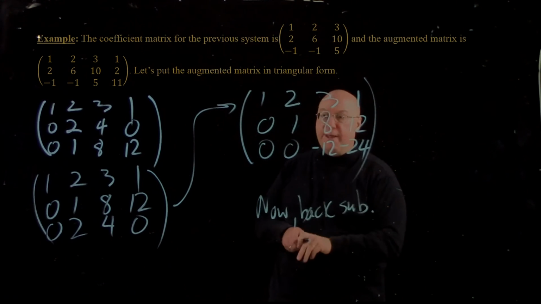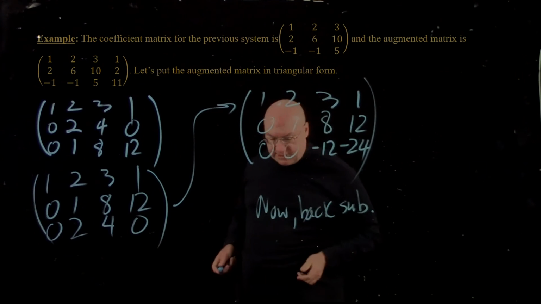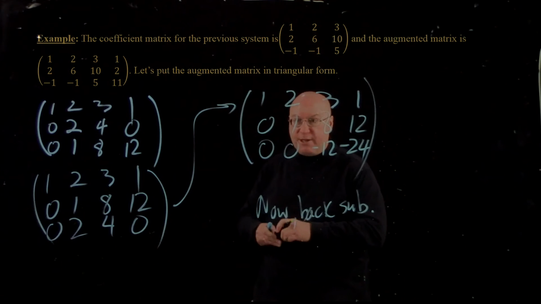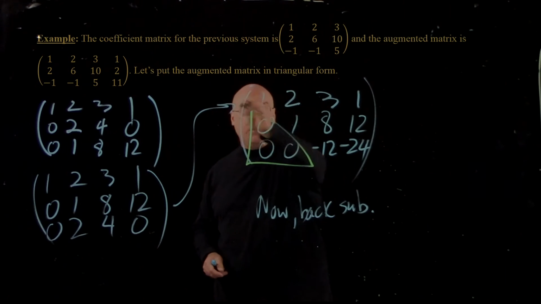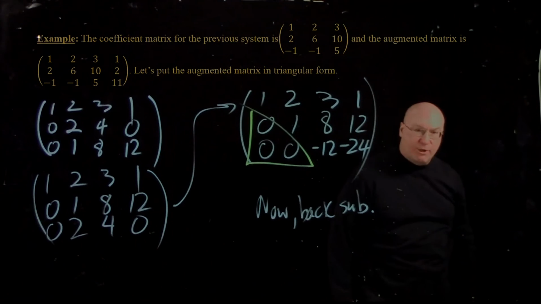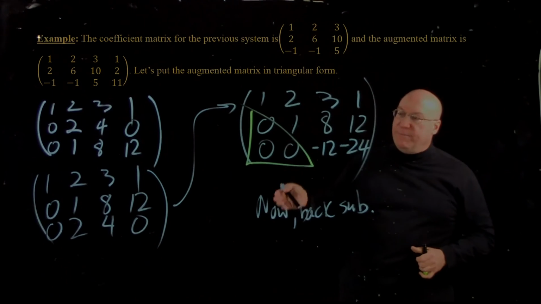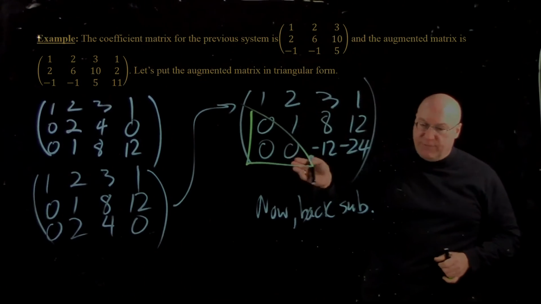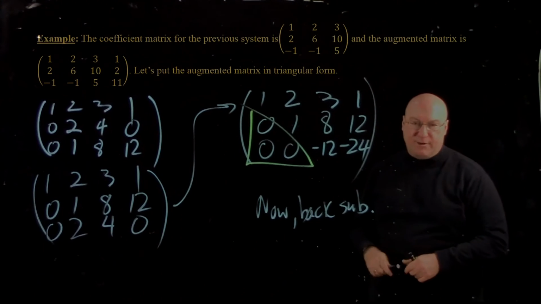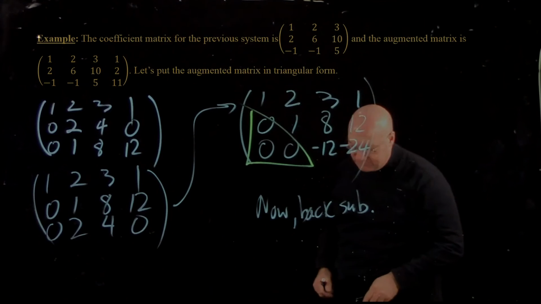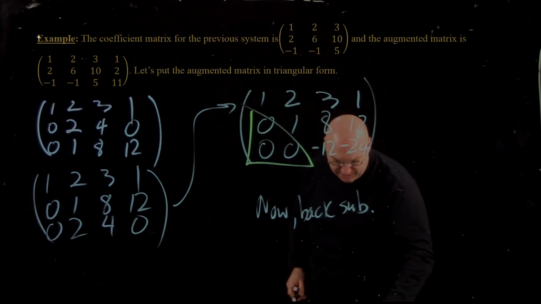I'm not going to run through that. But look, now you can see what having a matrix in triangular form means. It means you have this lower triangle of zeros. That's the way we want to think of a system being in triangular form. It means its augmented matrix has been put in a form where you have this lower triangle of zeros. Once you have that, boom, boom, boom, boom, you can do back substitution, right?